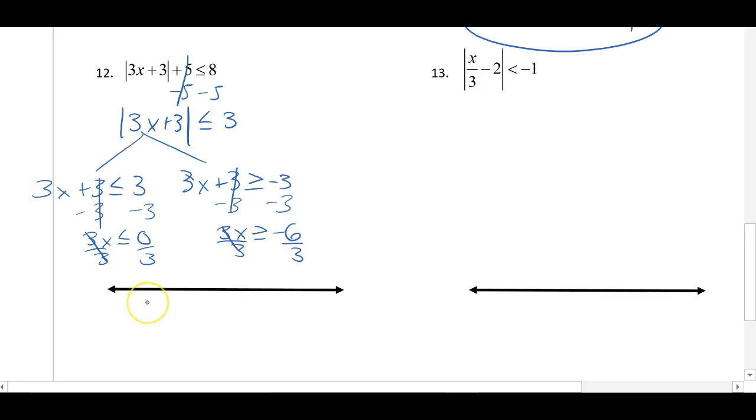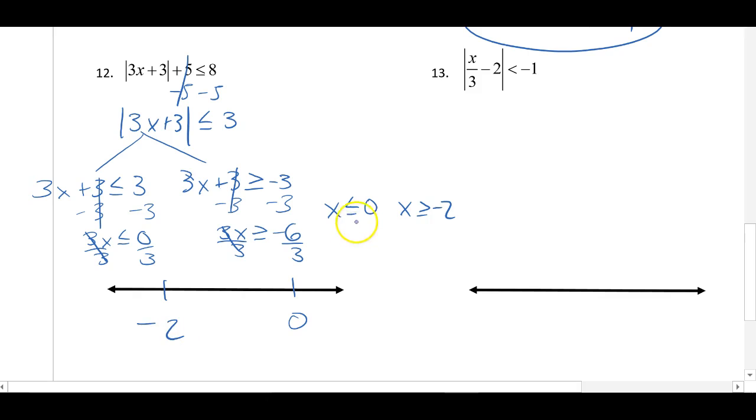And then we have, I'll write it to the side, x is less than or equal to 0 over 3, 0. And x is greater than or equal to negative 6 over 3, which is negative 2. Okay, so let's go to our graph. So now you have to think, which one is bigger, 0 or negative 2? 0 is actually worth more than negative 2.